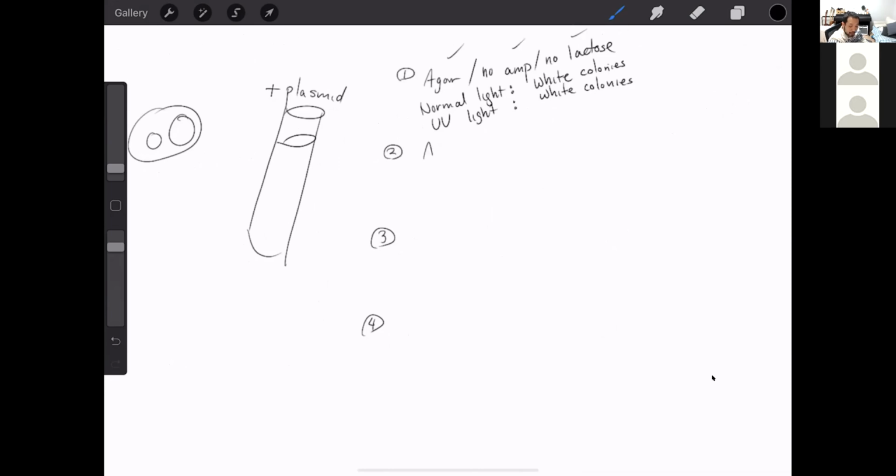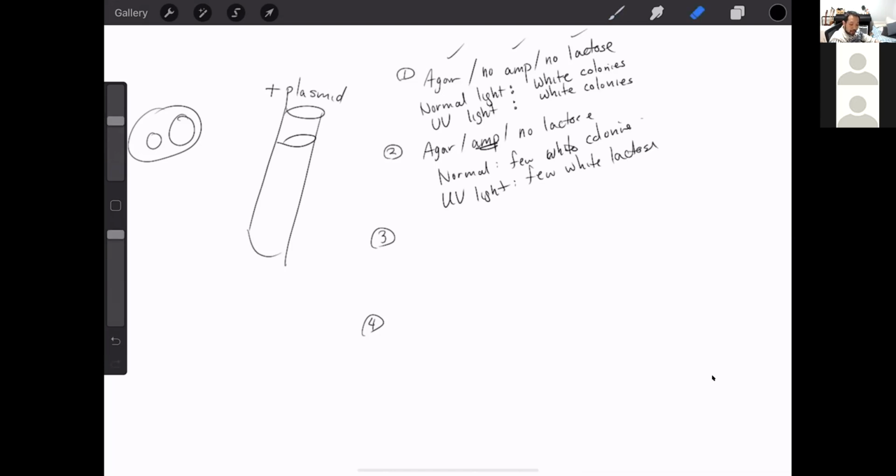Now in the second one, we have agar, we have ampicillin, and we have no lactose. And let's see what we see here. So under normal light, what we see here is very few white colonies. Now let's see why that's the case. First of all, ampicillin is in effect, which means that all the cells that didn't get transformed died. So under normal light, we're going to see very few white colonies. But even under UV light, we're still going to see few white colonies because there's no lactose. And without lactose, we're not turning that GFP on.